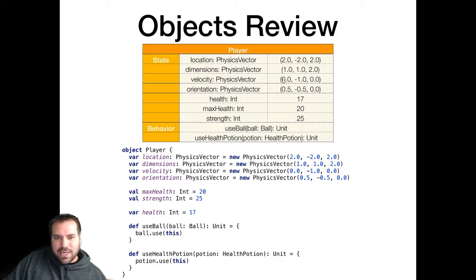All the state can change as they play the game. All these variables are going to have different values as they move, as they get hit, as they drink health potions, etc. And the methods, when they use a ball, what's going to happen? We're going to defer to the ball class, ball object that we're going to write, and the potion object that we're going to write for the behavior of these.